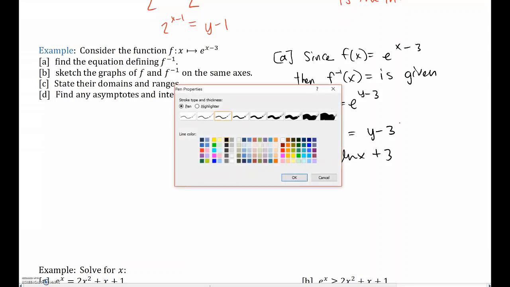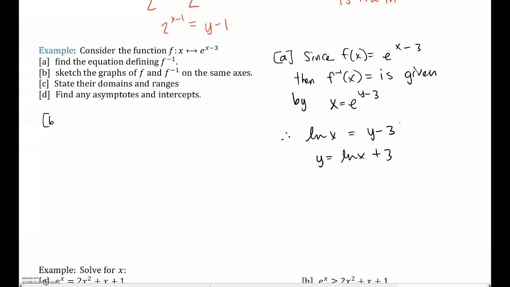Now in part B, they want me to go ahead and sketch this. Oh, I should have left that in black actually. So in part B, we're going to go ahead and sketch this. What would I do for the first one? Let's do e to the x minus 3. You could use technology at this point, but I'm just going to go ahead and use a graph, right?